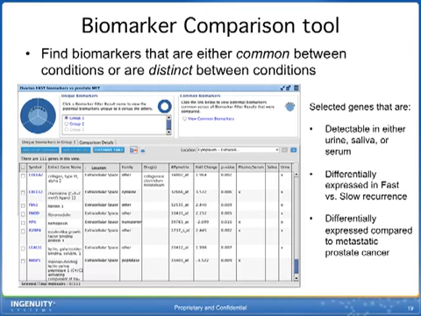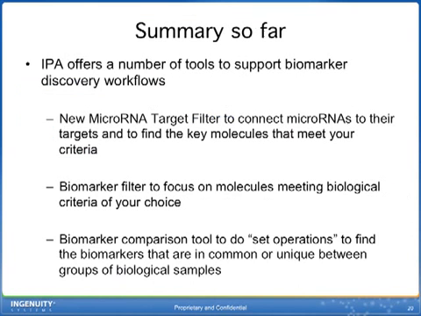In a minute, I'm going to talk about our prototype GSEA tool that's available in our beta system, but before I do, let me briefly summarize what we've discussed so far. IPA offers a number of tools to support your biomarker discovery workflows. A new microRNA target filter connects microRNAs to their targets and finds the key molecules that meet your criteria. I use it to find a set of microRNAs that target a set of mRNAs that exhibit opposite expression levels from the microRNAs in ovarian cancer tissue. So these are microRNAs that control mRNAs in the same tissue.